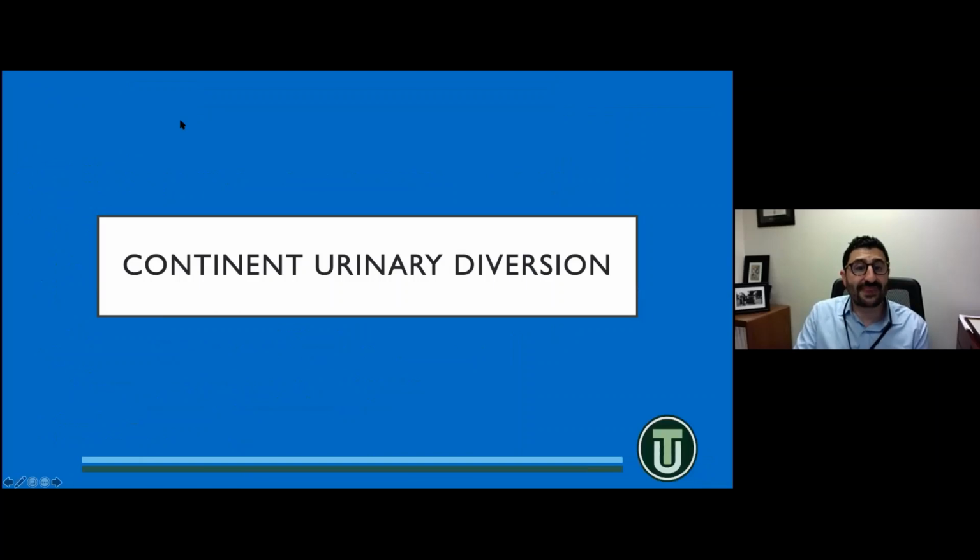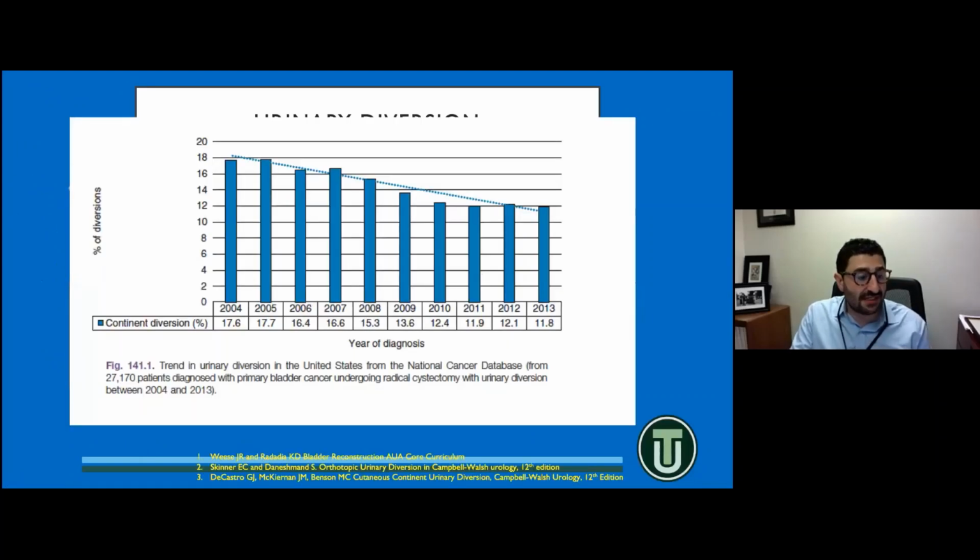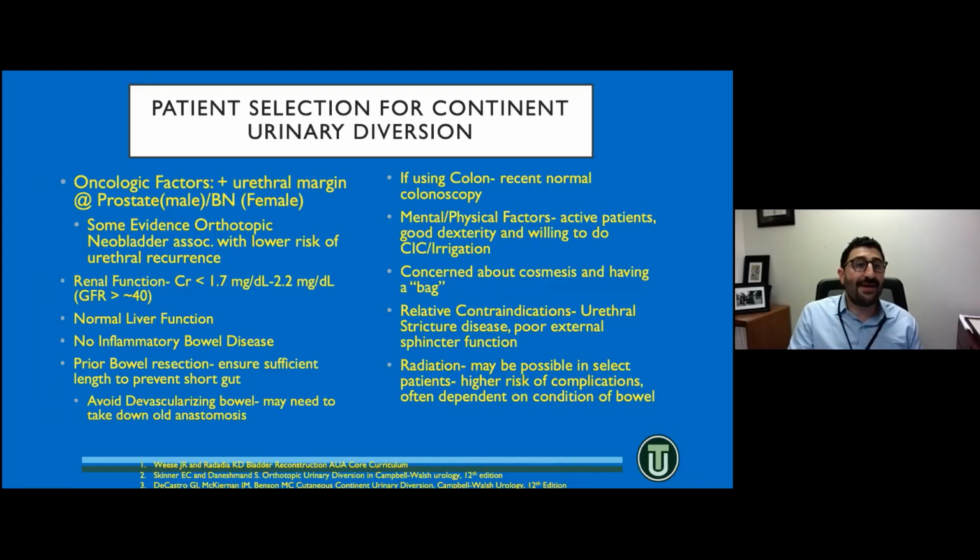So moving on to continent diversions, over time there's been decreasing use of continent diversions, which you can see here. However, this is center dependent. Some centers may say that about 70% of their diversions are continent diversions. But overall, probably less commonly utilized across the board than ileal conduits, which tend to be the most common. So again, I'll skip over the question just to get through more of this.